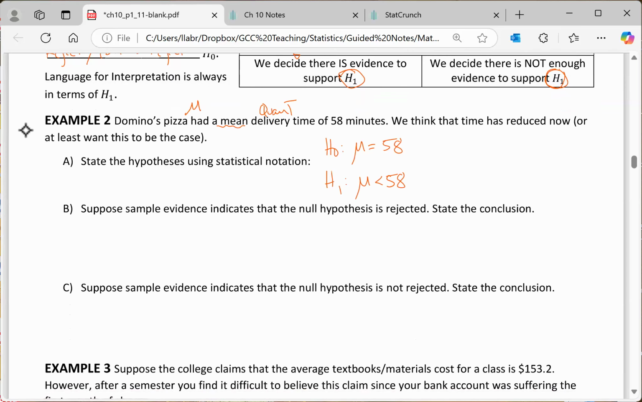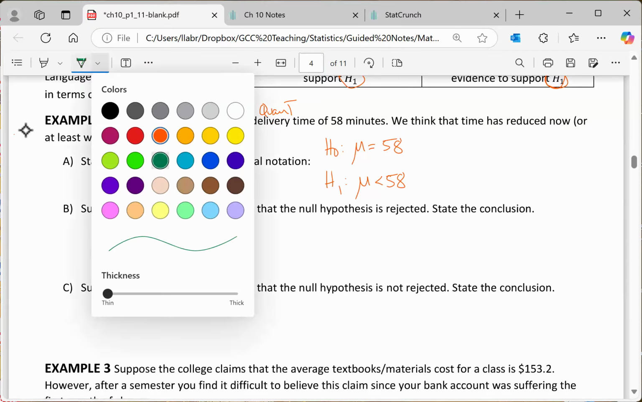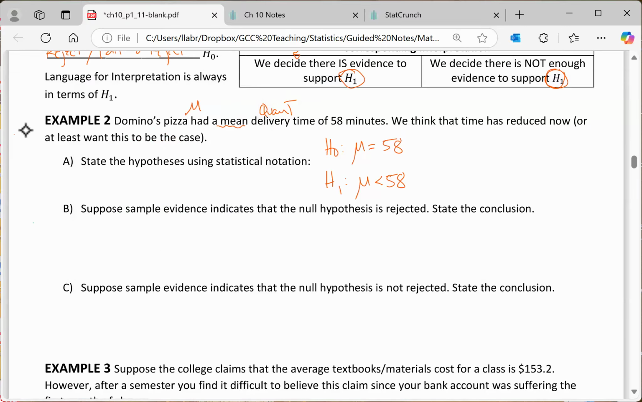So we practice setting this up. We also practice doing the sketch. And you've already seen how to get the test statistic, but here our interest is now in the interpretation part. So let's focus on the interpretation piece. Let's say that my sample evidence indicates that the null hypothesis is rejected. So let's write that out in words. If the null hypothesis is rejected, then your conclusion is reject H0. We put a little X next to it, like, no, we don't believe that.